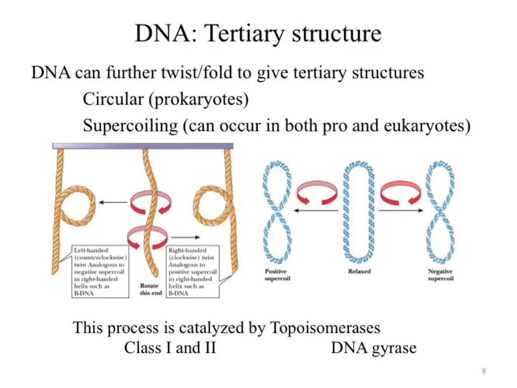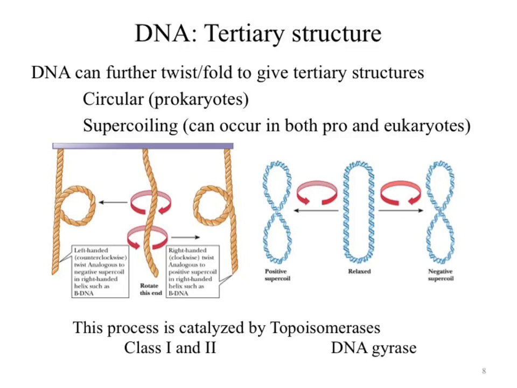We can move up to tertiary structure. So we've got ultimately our ladder form as kind of our primary, which we then twist into our secondary, and then we can continue to twist that, and that puts us into tertiary structure. So we're looking at two systems here. One of these is prokaryotic and one of these is eukaryotic DNA. What's going on? Anybody remember the difference?